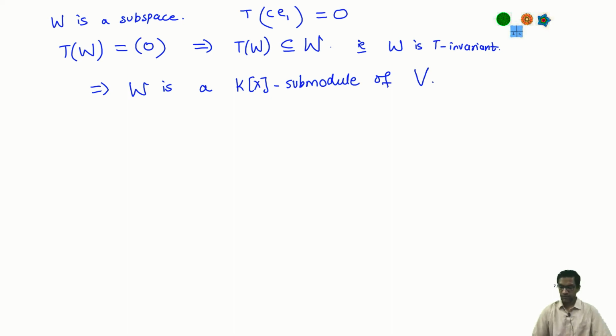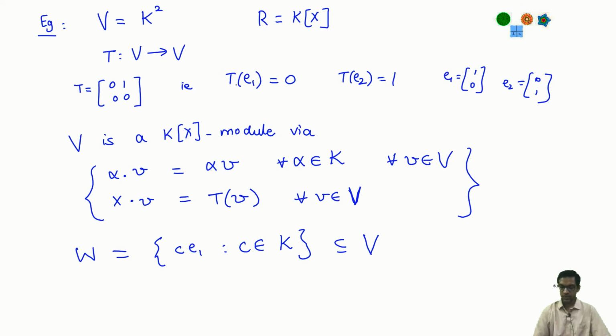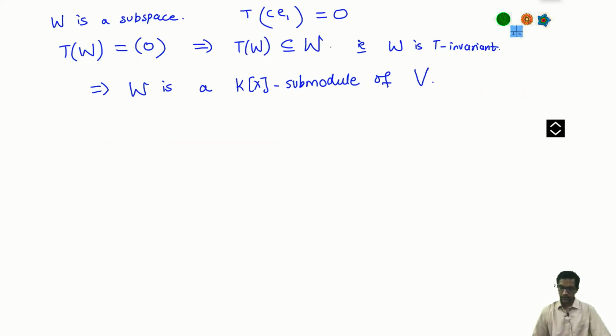So we have found a submodule. Just to recall what T does: T of E1 was 0, and T of E2, sorry, it's E1. T of E2 is E1. Now let's look at what the quotient looks like. I've got a submodule W of V, so I can consider the quotient space V by W. And what does this look like? This is all elements of the form v plus W, v coming from V.